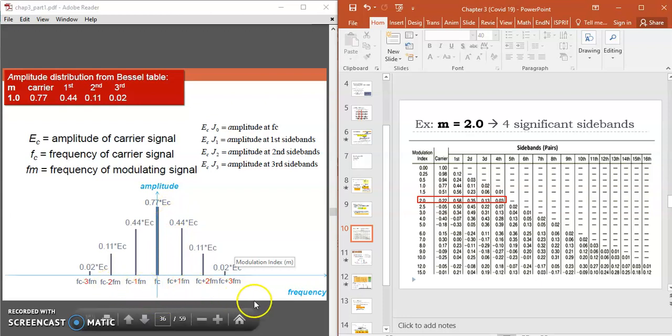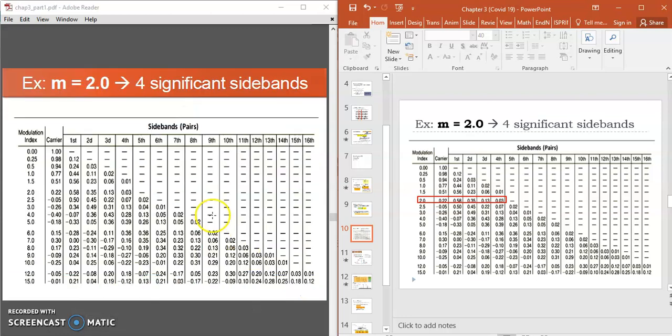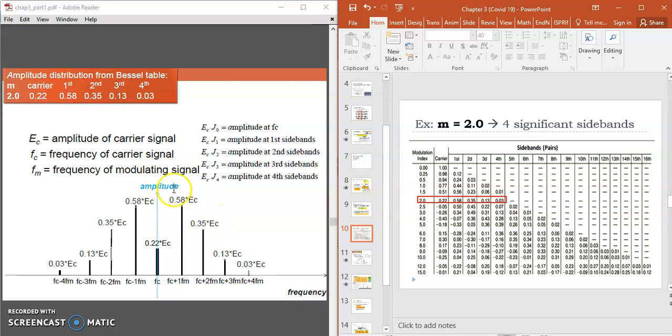How about the frequency here? For the frequency domain, FC, similar to AM, FC. Here FC plus FM, FC plus 2FM, FC plus 3FM. If you have another one, FC plus 4FM. And here, FC minus 1FM, FC minus 2FM, FC minus 3FM. Now we have already seen this.